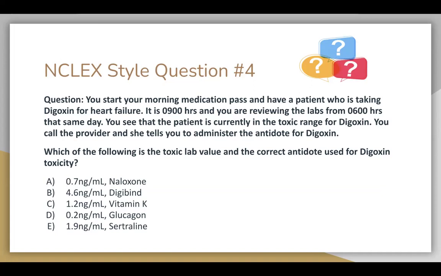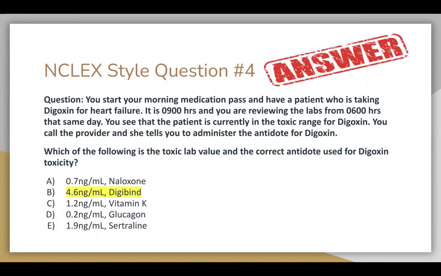I'll give you a few seconds to look over the answers. All right, and the correct answer is going to be B, 4.6 nanograms per milliliter, and Digibind. Digibind is the correct antidote for digoxin, and 4.6 is above that 2.0 nanogram threshold that we want to stay within.